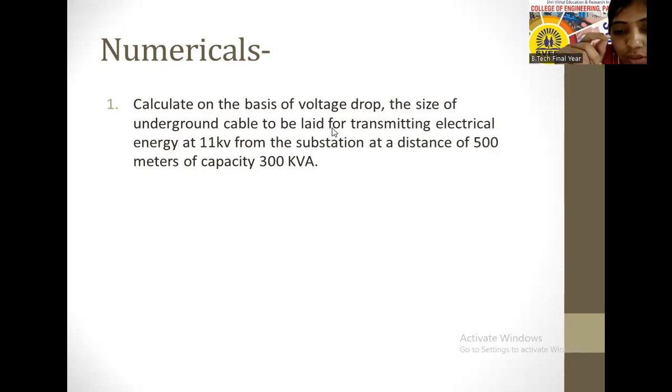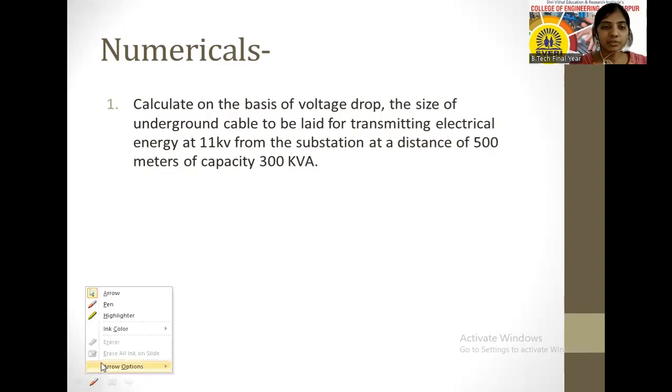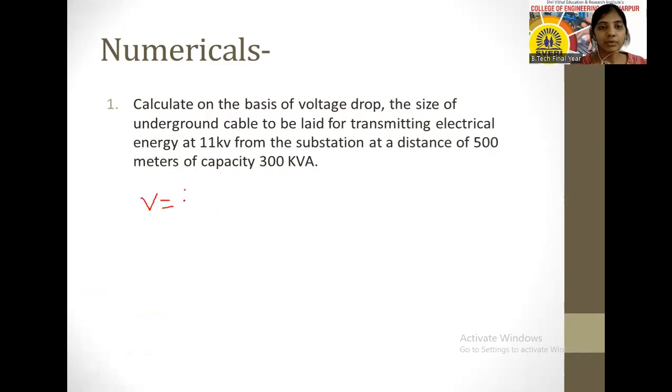Okay, so I will just tell you the procedure for solving the example. In short, because of some emergency work, I have to pause this session. So, what are the given quantities here? Voltage is given in this question, 11 kV. Then next, distance is also given, 500 meters. Then power is also given as apparent power, 300 kVA.